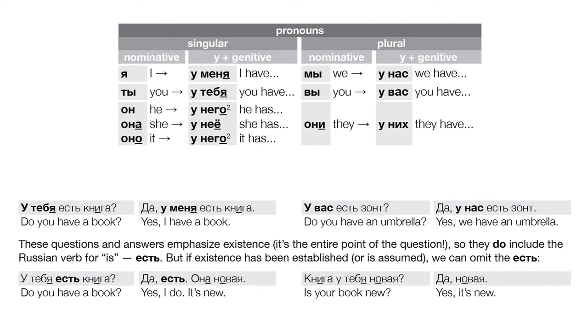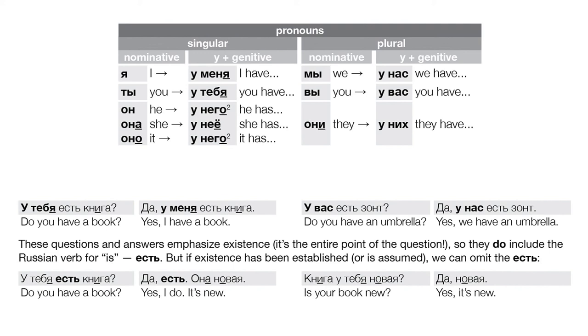У вас есть зонт? At you is an umbrella. Here we're being polite, or actually plural. Because of what follows, it's clear we're speaking to more than one person, so we're using вы. And the answer is, да, у нас есть зонт. Yes, at us is umbrella.